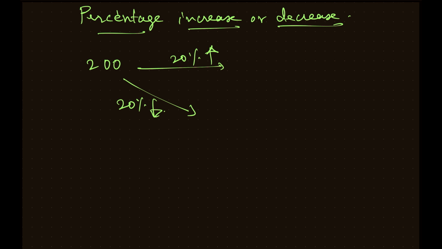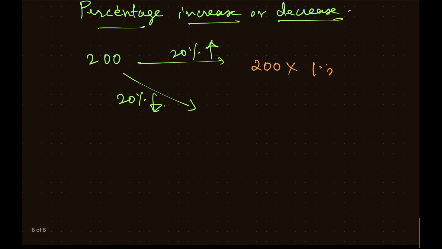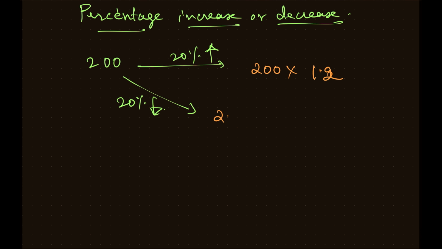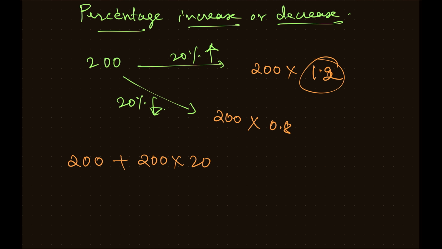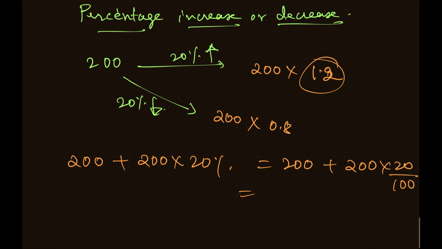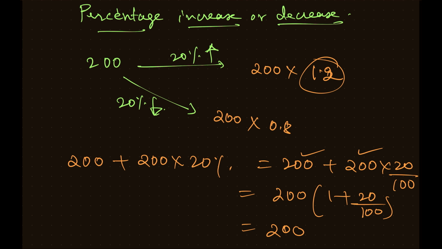In this case we can simply multiply 200 by 1.2, or in this case we can simply multiply 200 by 0.8. So what are we doing? Why are we multiplying it by 1.2? If we see 200 plus 200 into 20%, expanding 20 into 1 by 100 and taking 200 common, we get 200 into 1 plus 20 by 100, that is 200 into 1.2.